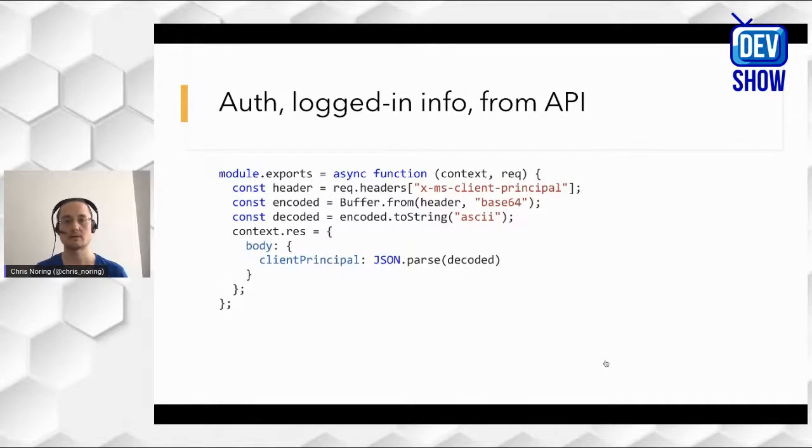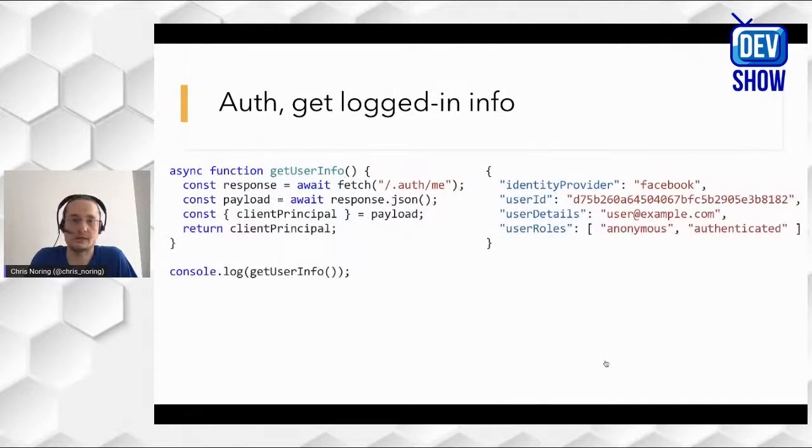It's a very similar process if you're in the function app API and want to do the same thing. So here you have request headers, and you just need to encode it in a way so that you're able to read it, and then you turn it into ASCII and you're able to see just the same kind of JSON as you saw on the front end.